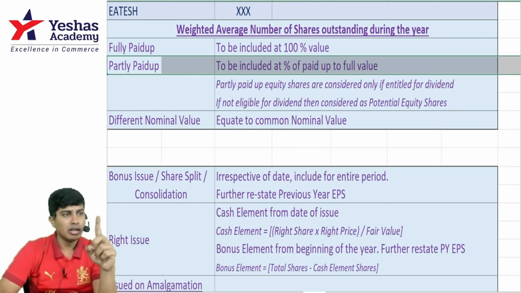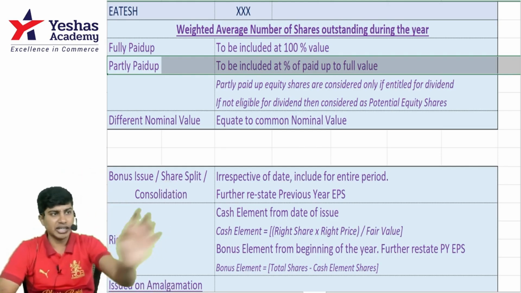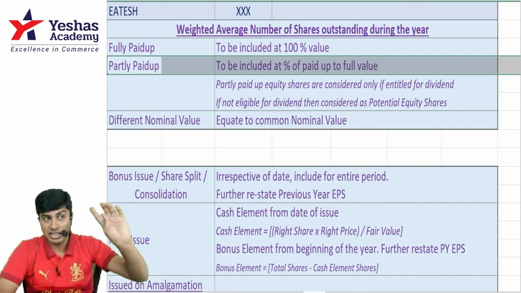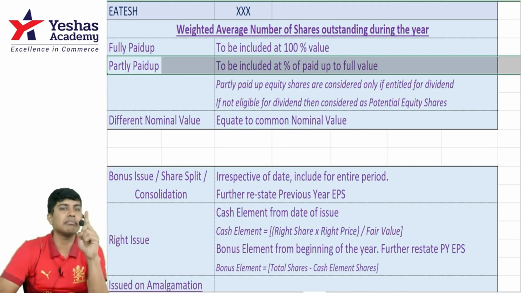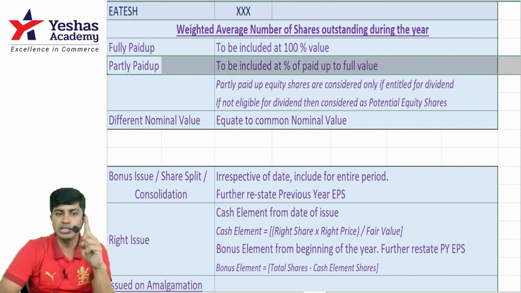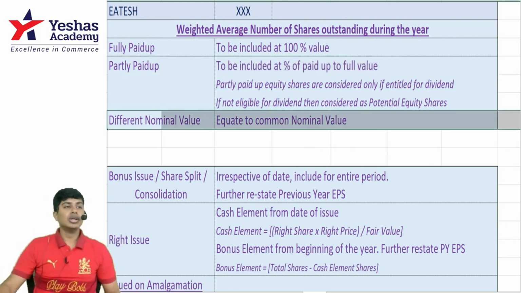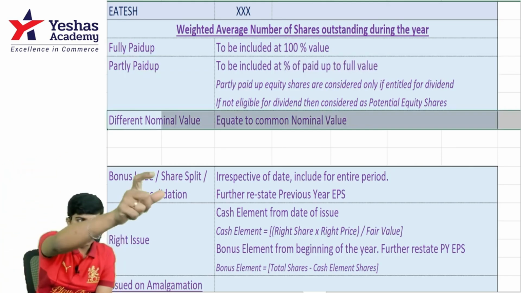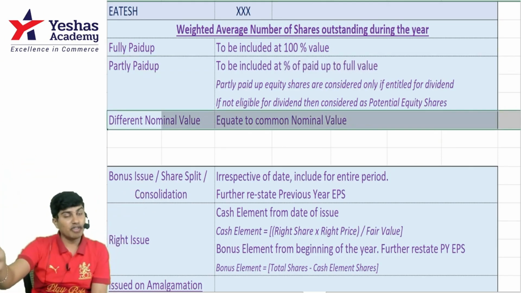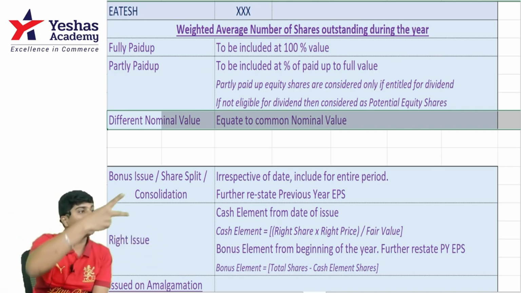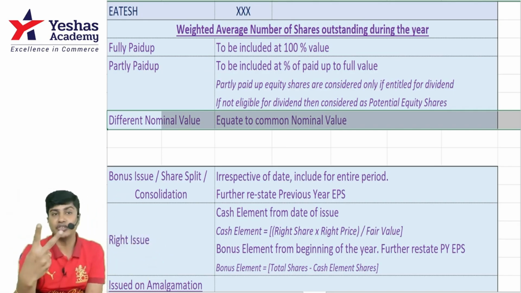EPS will be 1 because fully paid up shares are 10, partly paid up shares are 10 rupees but 8 paid up. Both are same class, one EPS. However, what if the shares are of different nominal value? 10,000 shares of rupees 10 each fully paid up. 10,000 shares of rupees 5 each fully paid up. Then there are two different classes of shares.